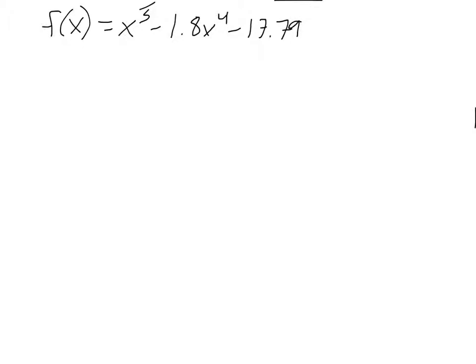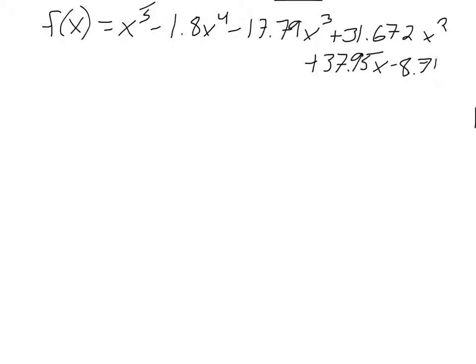So if we look at the example, f of x is equal to x to the fifth minus 1.8 x to the fourth minus 17.79 x cubed plus 31.672 x squared. Let's keep going here, plus 37.95x minus 8.7121. All right, so there is our weird-looking polynomial function.